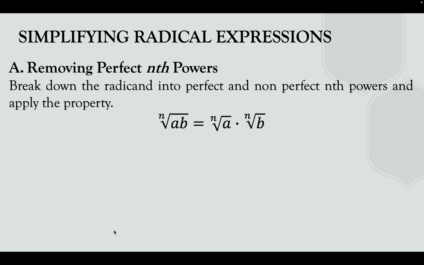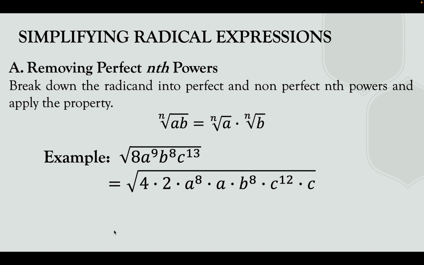Okay, so we have here the nth root of a, b. That means we need to break that down. So we have the nth root of a times the nth root of b. For example, we have here the square root of 8 a raised to 9, b raised to 8, and c raised to 13. So we need to break that down so that we can simplify the 8 there.